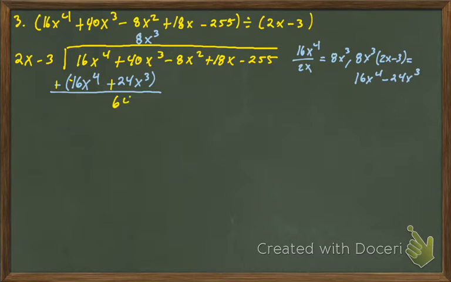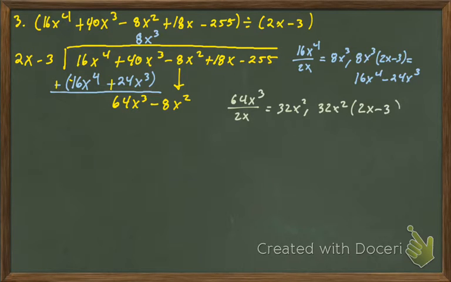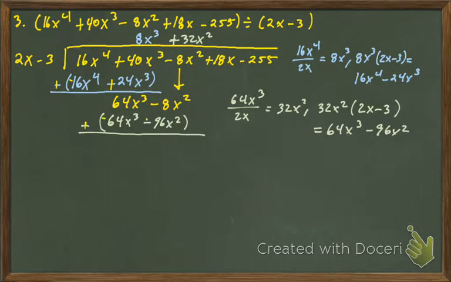Subtract, change the signs, 64x cubed, bring down the next term, and do it all over again. 64x cubed divided by 2x is going to be 32x squared. Multiply the 32x squared times 2x minus 3, 64x to the third, and minus 96x squared. Okay, so there's your 32x squared, 64x cubed, and minus 96x squared. Subtract, change the signs, and we're left with 88x squared. Bring down the next term, and do it all over again.